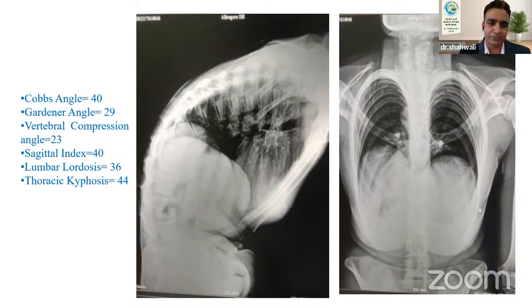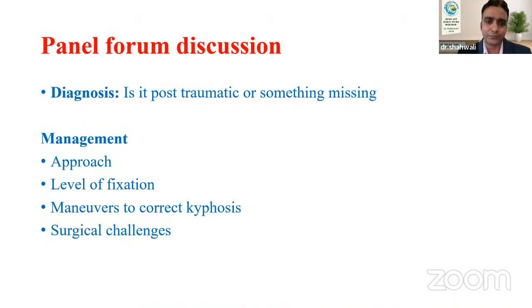So now my case is open for discussion. Is it post-traumatic, or is there something I'm missing, because this deformity is looking to be global? And regarding the management, what should be the approach and level of fixation? And what are the maneuvers to correct such kyphosis? And what are the surgical challenges that we can observe in such kind of deformity correction? Any questions or any comments from the panel?